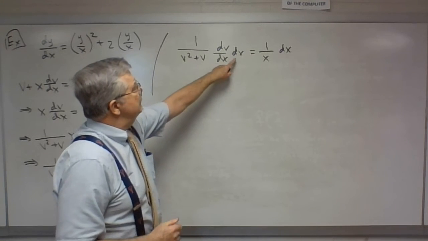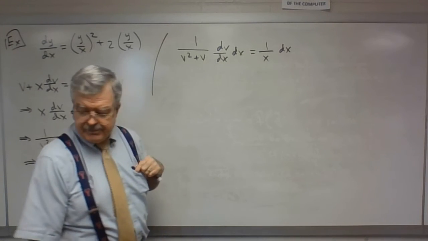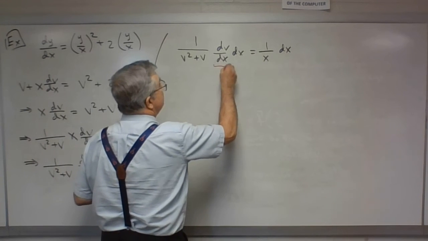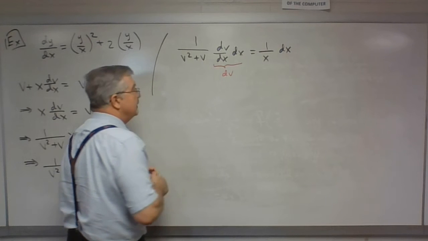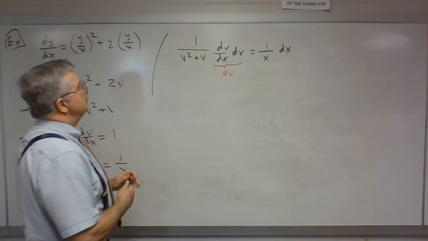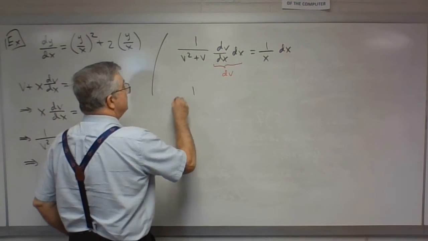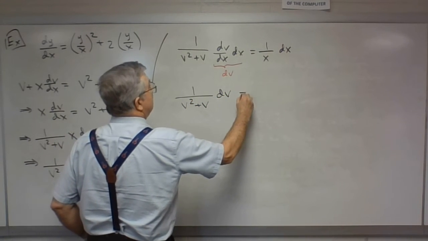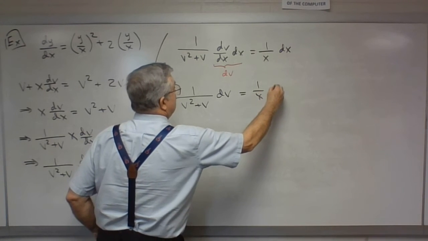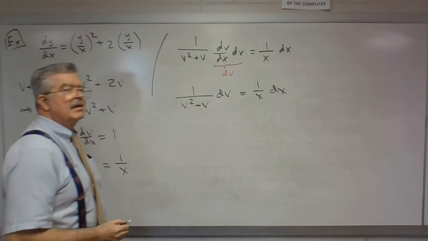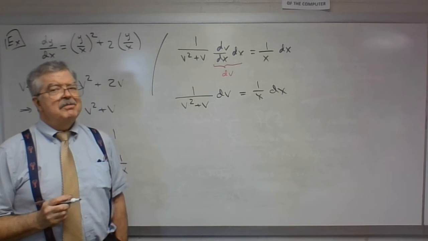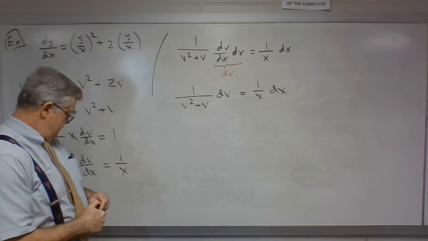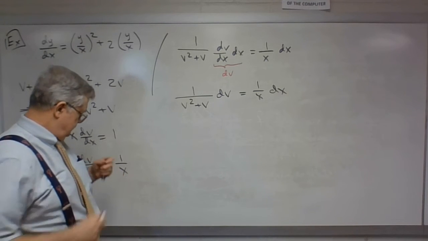And dv dx times dx, that's the differential dv. So now we have our variables separated. We have our variables separated, and we can integrate the son of a gun. Let's do that.